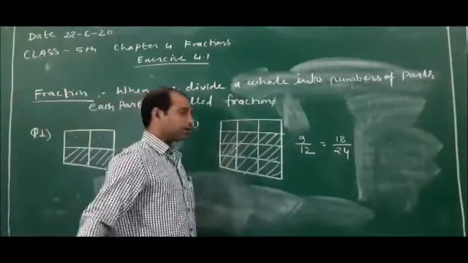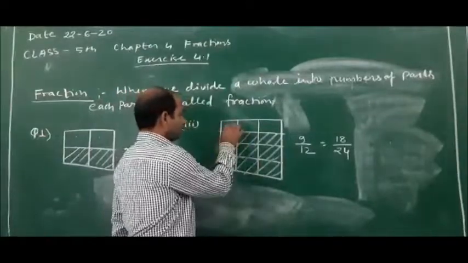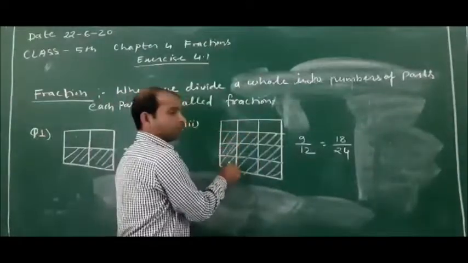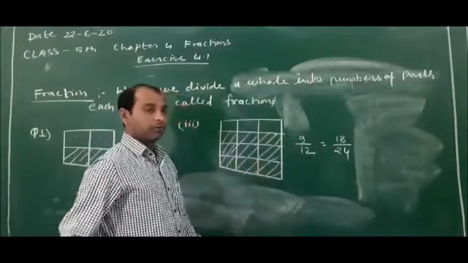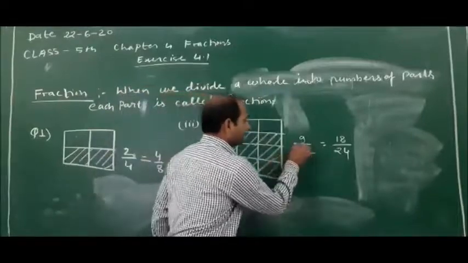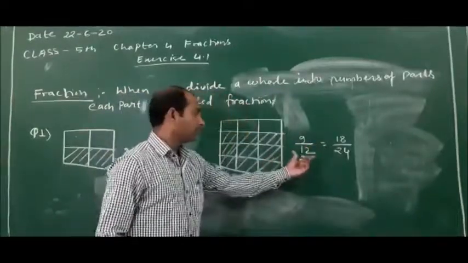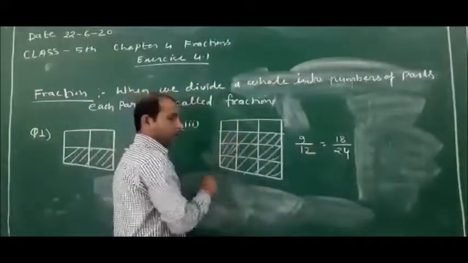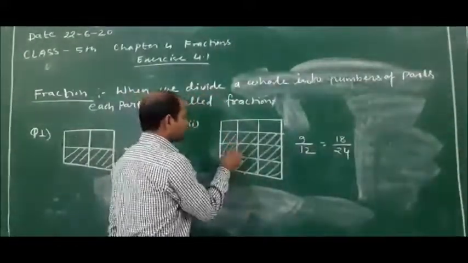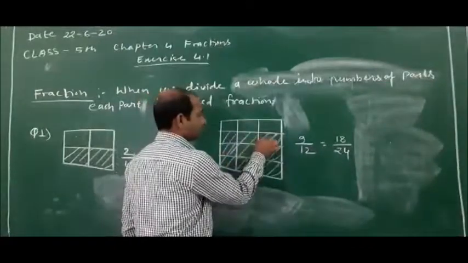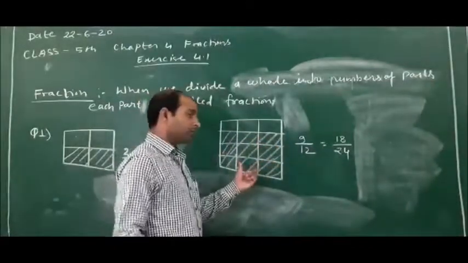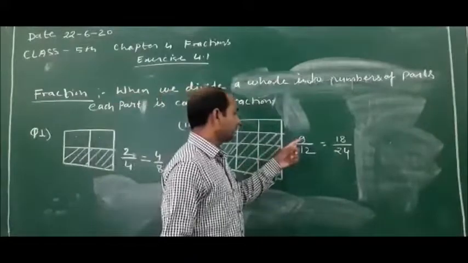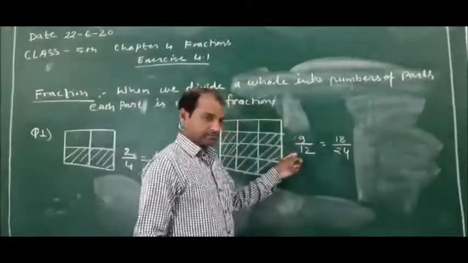Here's question number 3. How many boxes? 1 2 3 4. 4 3s are 12 boxes. So we write down here in the denominator 12, and in the numerator, how many boxes are shaded? 1 2 3 4 5 6 7 8 9. 9 boxes are shaded, so we write here 9 upon 12.